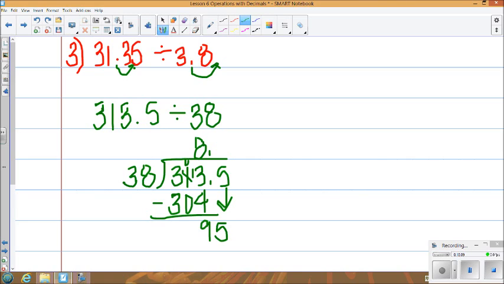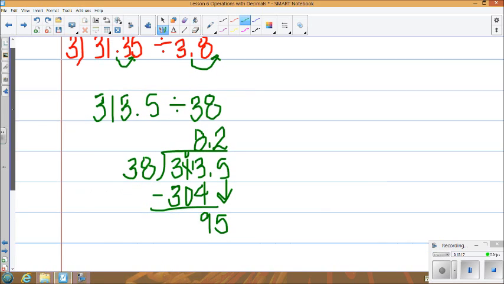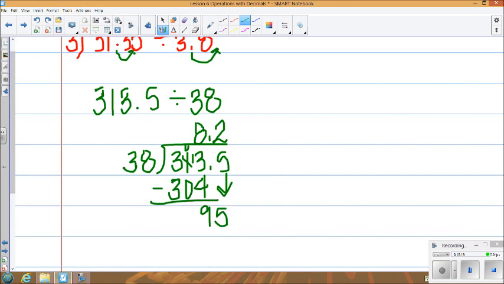So sometimes you might not get it on the first try, but you kind of just keep going with it. So 2 times 38 is going to give me 76. And then subtract. So we have 15 minus 6 gives me 9. 8 minus 7 gives me 1. Now I have a remainder of 19. Let's see if we can get it to work out.